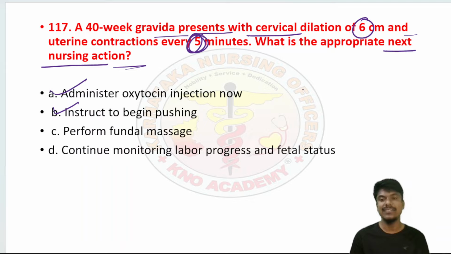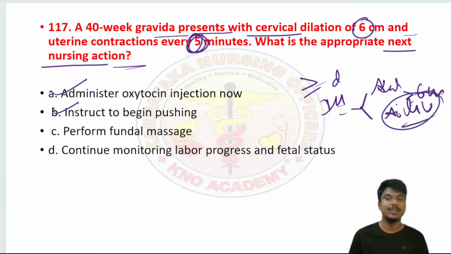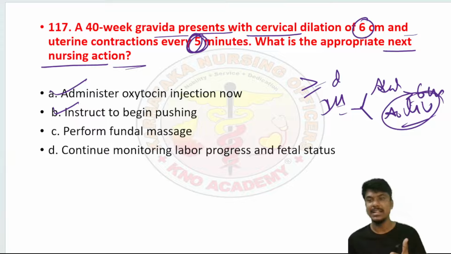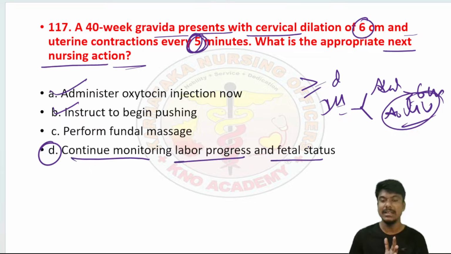In the first stage of labor there are two phases: the latent phase and the active phase. If dilation is more than 6 centimeters, we call that the active phase. Labor has already been initiated and the latent phase has finished. It means we have to wait, continue monitoring the labor process and fetal status.